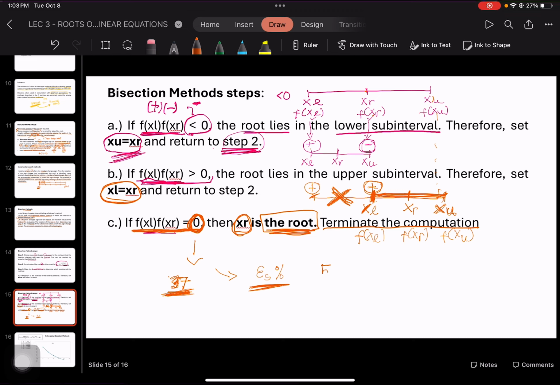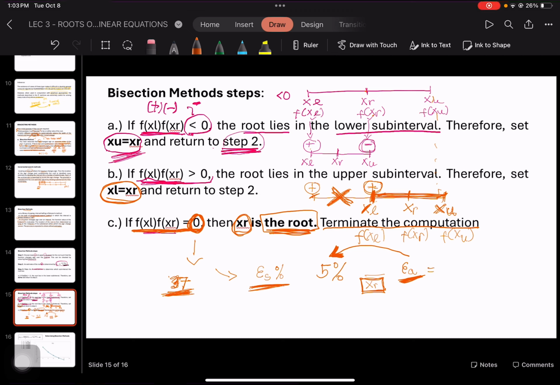So, if your pre-specified tolerance is 5%, so, calculate in every iteration the relative approximate error. So, if what you get is less than the pre-specified tolerance error, yung kaya mong ma-tolerate, no? You can actually stop na your computation. And then, yung pinaka-last na XR, yun yung ibibigay mo na rough estimate of the root. Okay, that's the rough estimate of the root.